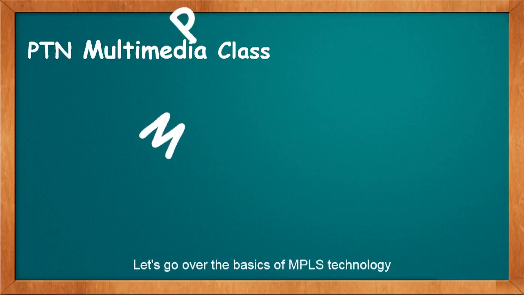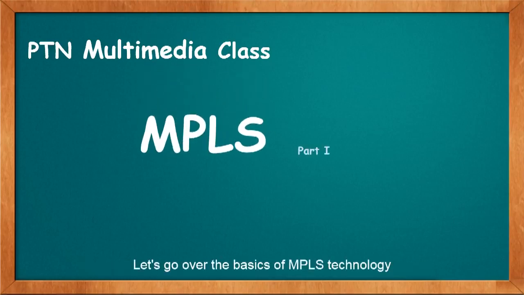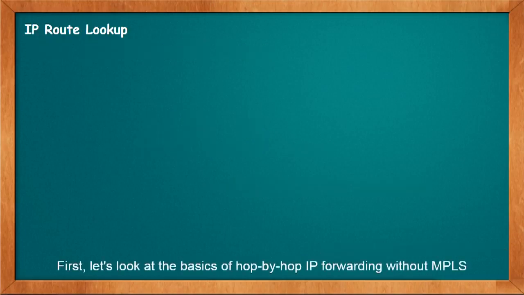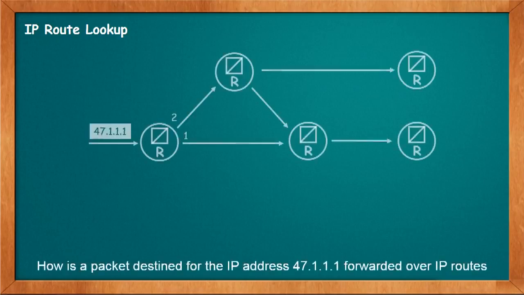Let's go over the basics of MPLS technology. First, let's look at the basics of hop-by-hop IP forwarding without MPLS. How is a packet destined for the IP address 47.1.1.1 forwarded over IP routes?